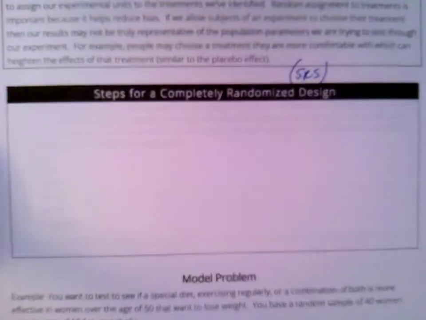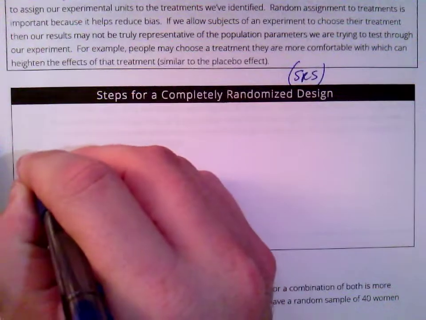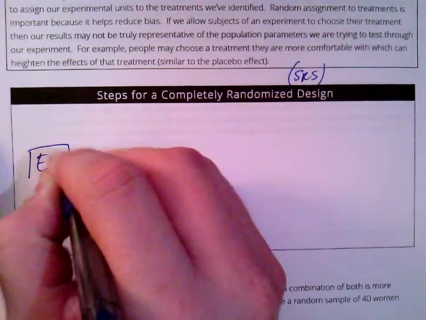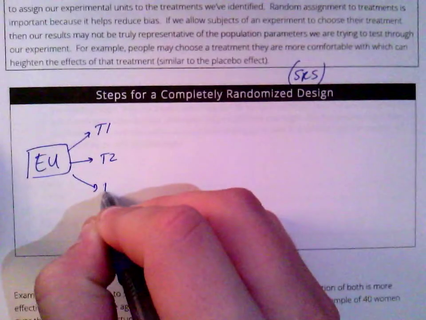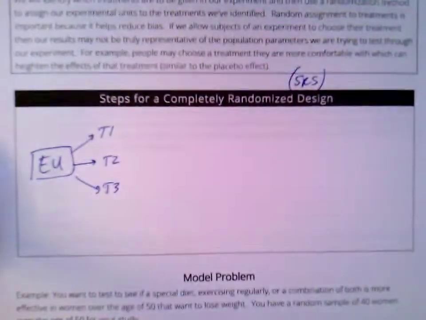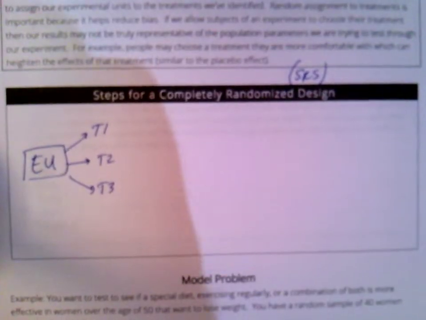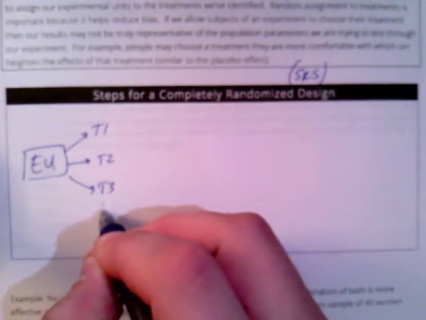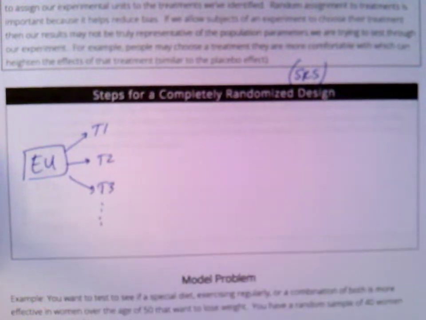So I'm going to draw a little diagram here to kind of help you think through what I mean by that. So we have the experimental units, and all we do is we randomly assign them to treatment group 1, treatment group 2, treatment group 3, and so on, like however many treatment groups there are.